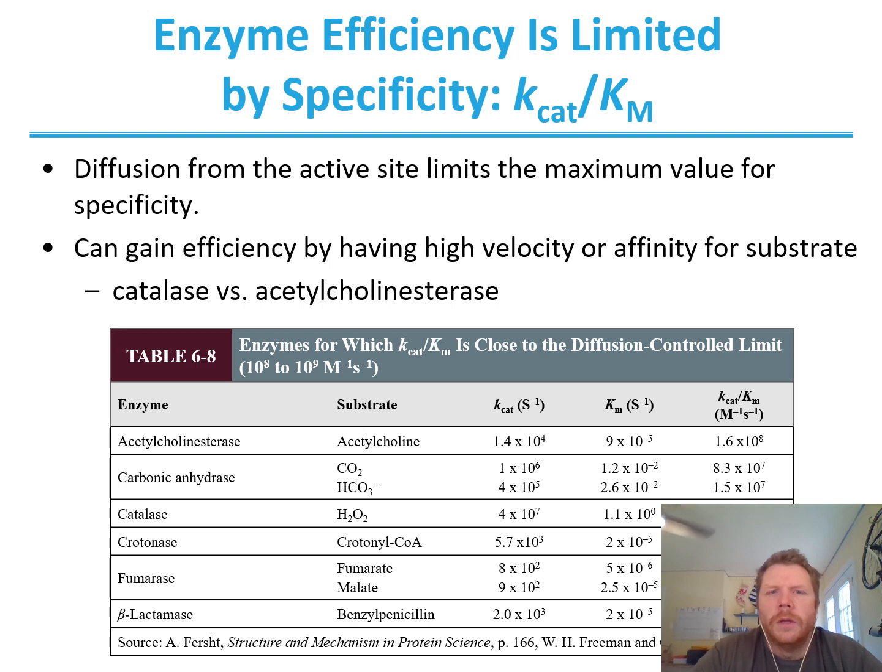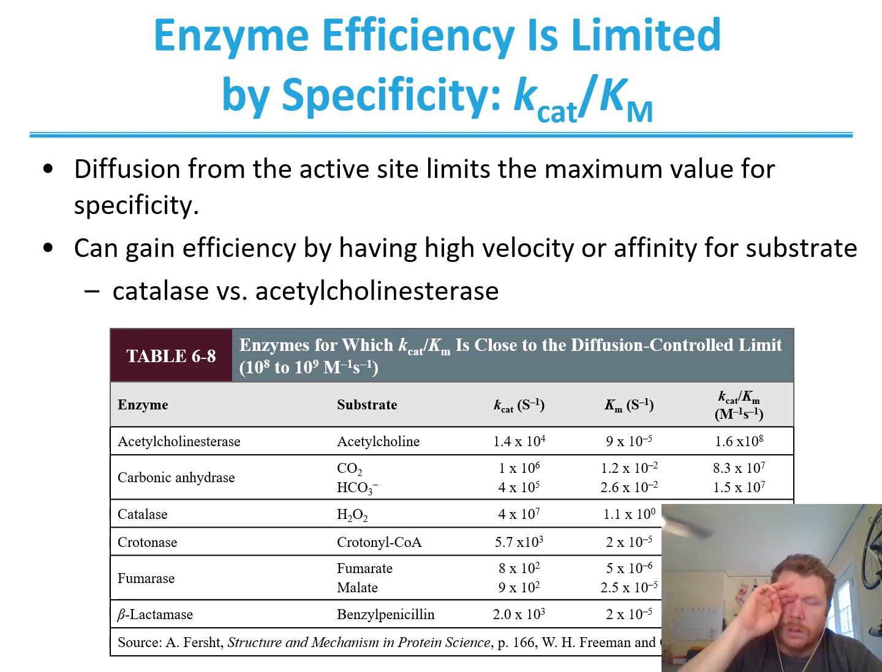Okay, so enzyme efficiency is limited by its specificity. So what we can do is look at a relationship between our Km and our Kcat. Our Kcat is our turnover number, and our Km is that Michaelis constant. Diffusion from the active site limits the maximum value for specificity. An enzyme can gain efficiency by having high velocity or affinity for substrate. An example of that would be catalase and acetylcholinesterase.